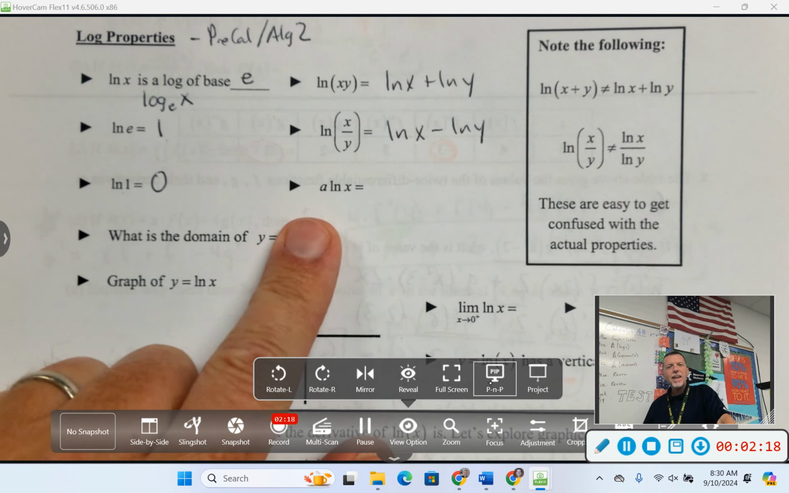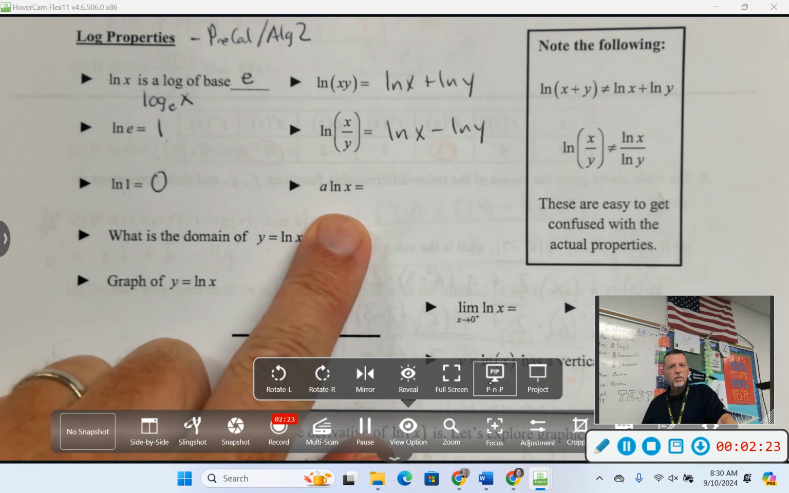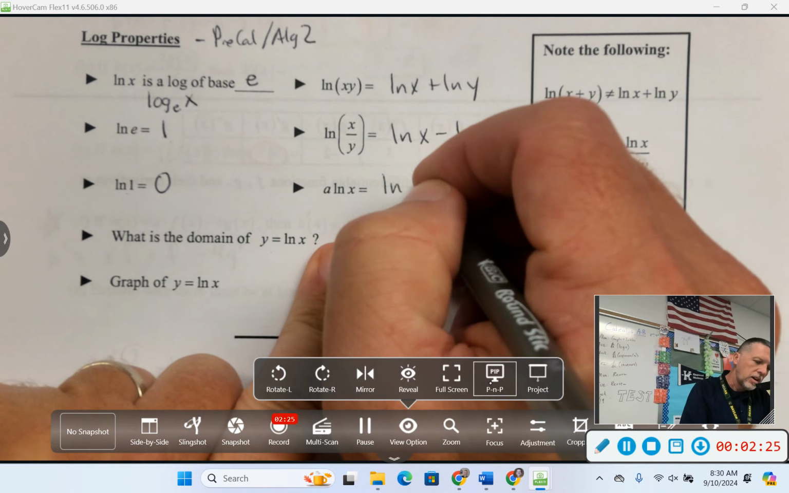And then what about an a out front? I feel like we usually use this the other way, so that it can be the power: natural log of x to the a.